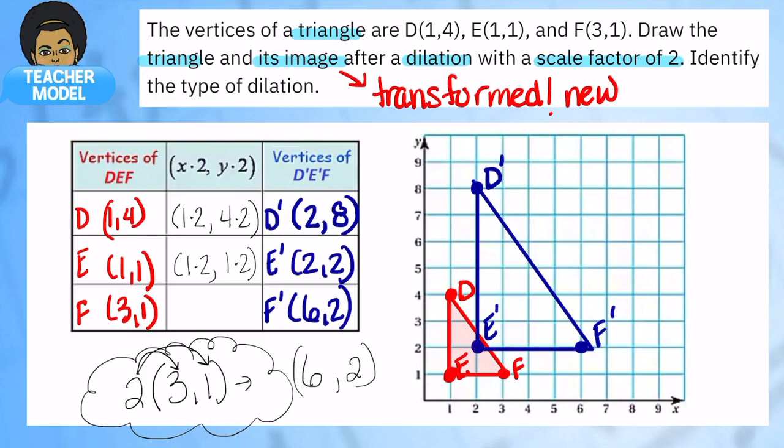And tell me, what kind of dilation do you believe this is? Is this a contraction? Is it getting smaller or is it getting larger? Well, clearly my new triangle is much larger. On figures, this is an expansion in terms of dilation. So my new figure, my transformed figure, is bigger.